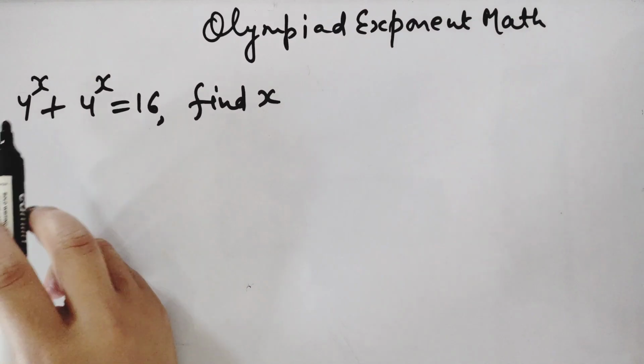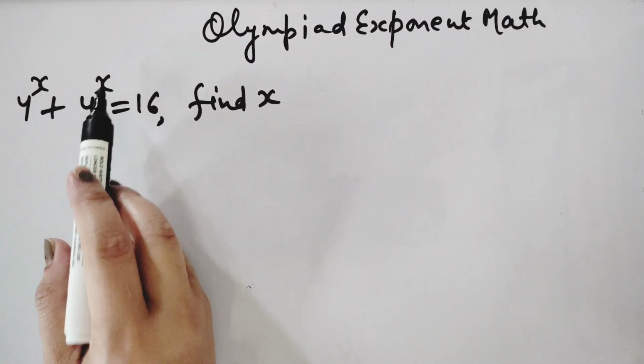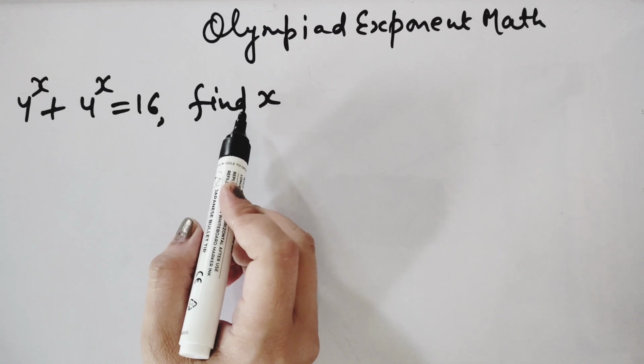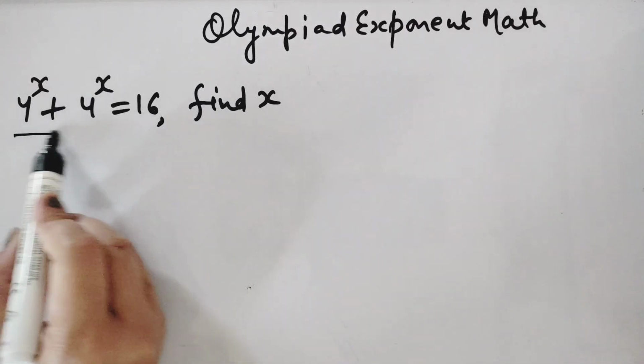The question is 4 raised to the power x plus 4 raised to the power x equals 16, and here we need to find the value of x. So this is the given part.